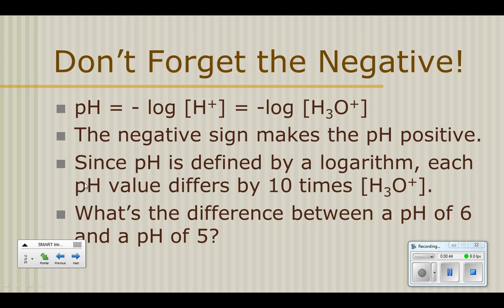And since the pH is defined by logarithms, that means that each pH value differs by 10 times the hydronium ion concentration. So I have this little question here. What's the difference between a pH of 6 and a pH of 5? Why don't you pause for a moment and think about that.